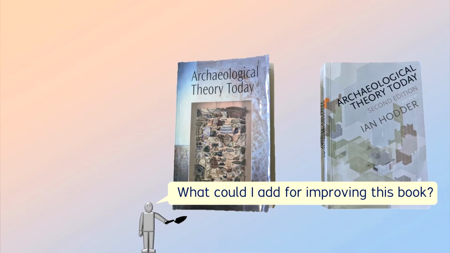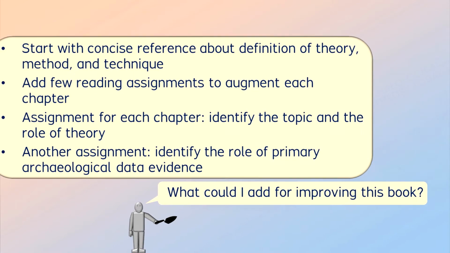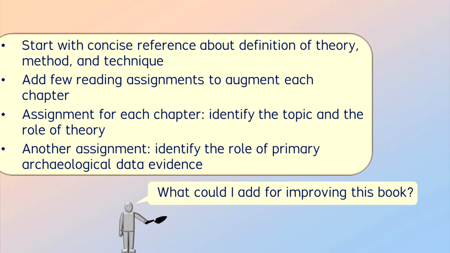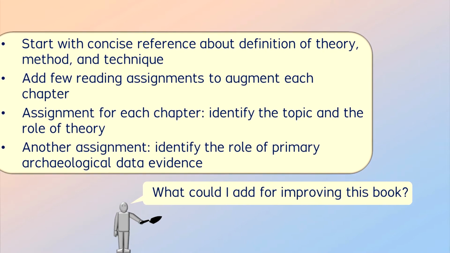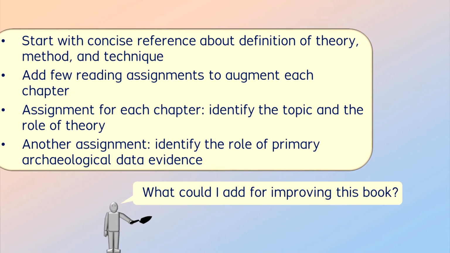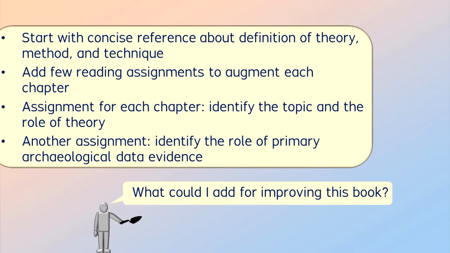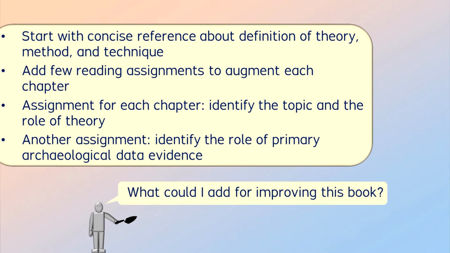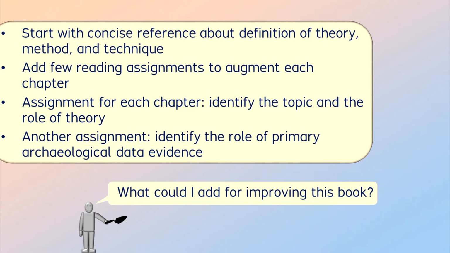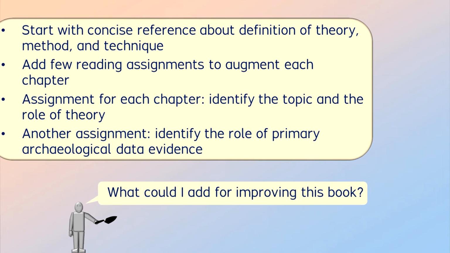In this regard, I recommend to make 4 simple additions. First, before even reading this book, I would start with a concise journal article or other reference that defines the interrelated roles of theory, method, and technique in archaeology. Second, I would add a few brief readings to augment each chapter, for instance, using the key original references that the authors had written or used in order to compose their summary chapters.